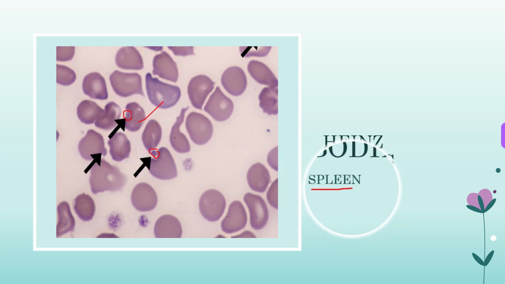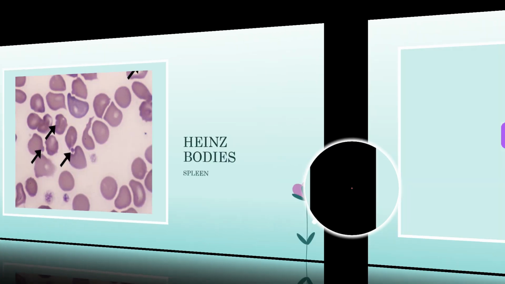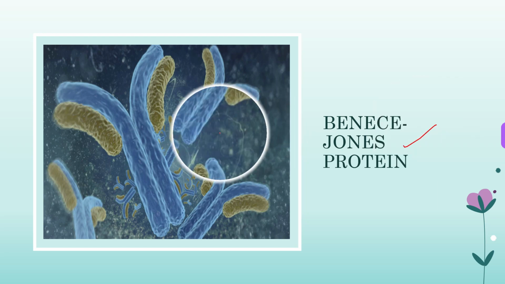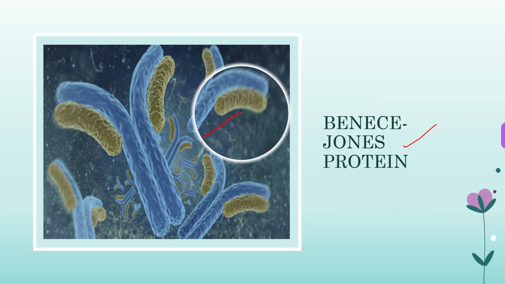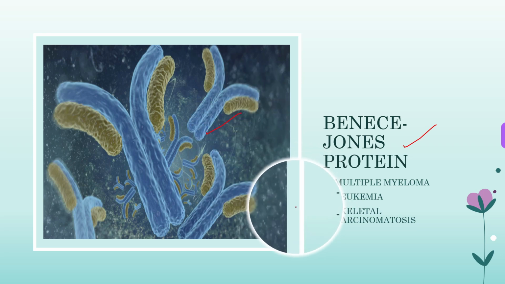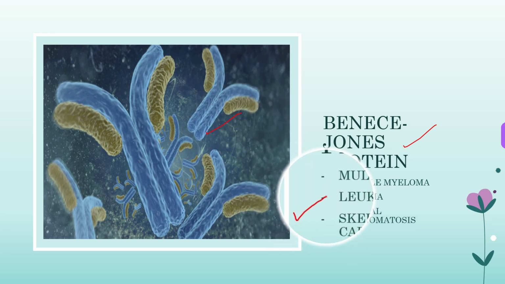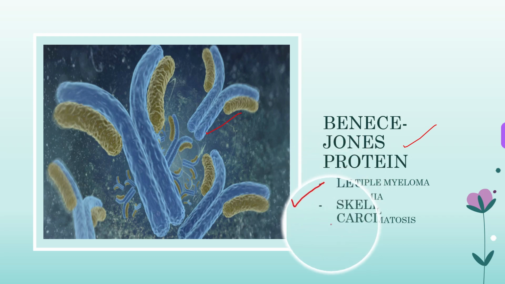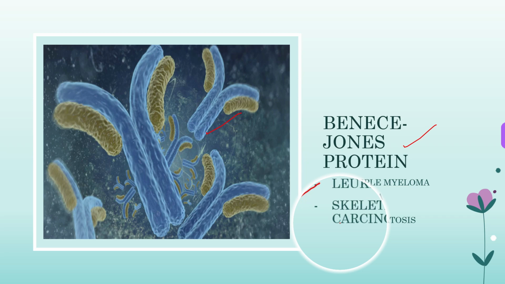Next we have Bence-Jones protein. Bence-Jones protein is seen in 3 conditions or 3 diseases. First we have multiple myeloma. Secondly, leukemia. Third we have skeletal carcinomatosis. Okay, Bence-Jones protein is seen in leukemia, multiple myeloma, skeletal carcinomatosis. Clear?